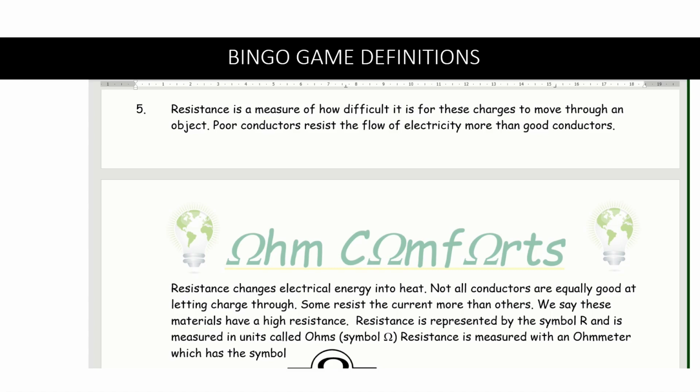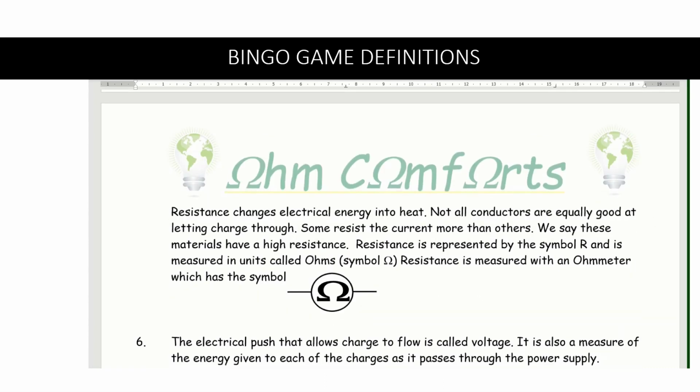Not all conductors are equally good at letting charge through. Some resist the current more than others. We say these materials have a high resistance. Resistance is represented by the symbol R and is measured in ohms, symbol omega. Resistance is measured with an ohm meter and has the symbol omega in a circle.